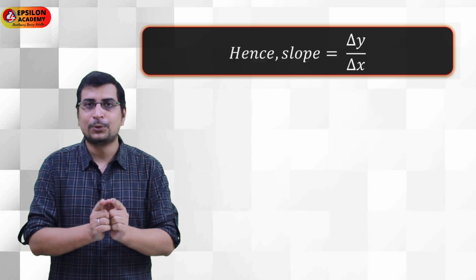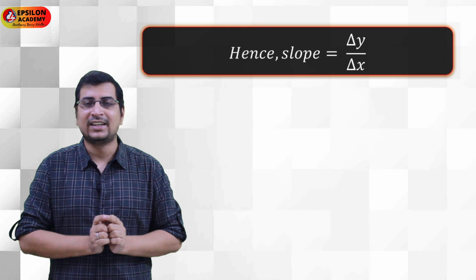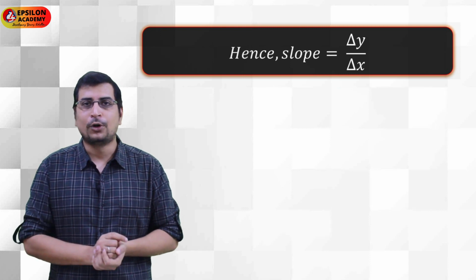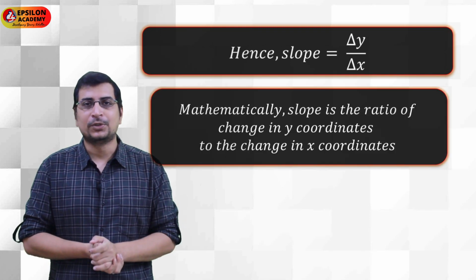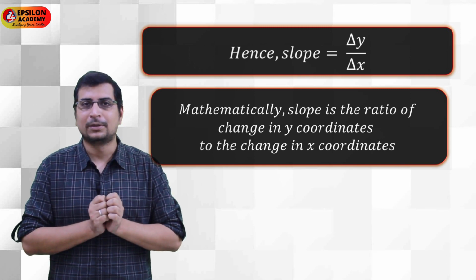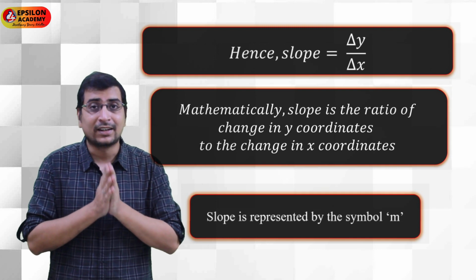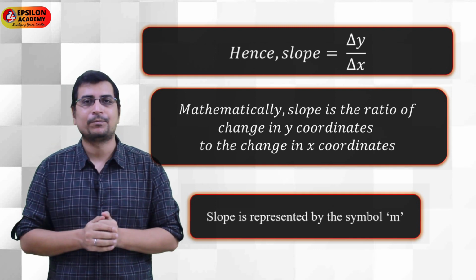But according to the definition, we know that tan theta is nothing but the slope. So the slope of any straight line is given as the ratio of the change in the y coordinate to the change in the x coordinate. In mathematics, slope is represented by the symbol m. That is, every time you need not sit and write it as tan theta, rather you can write it as m.